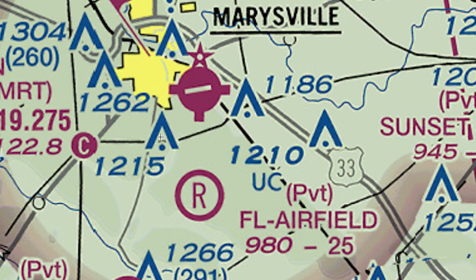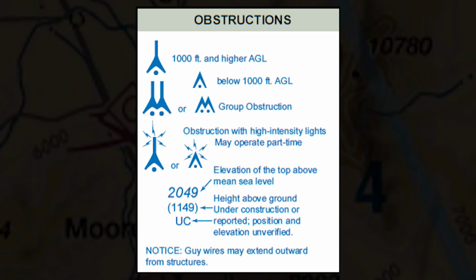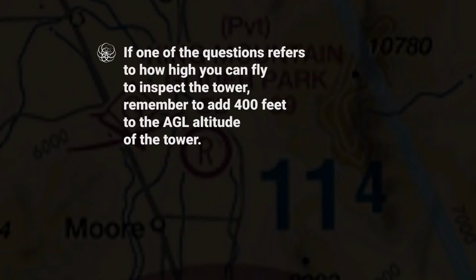Also, the letters UC mean that the tower is under construction. There'll be questions on the test that refer to towers and towers under construction, so make sure that you see the altitudes of the towers and respond accordingly. If one of the questions refers to how high you can fly to inspect the tower, remember to add 400 feet to the AGL altitude of the tower. When it comes to symbols, if you can't remember what they mean, just check the legend. You'll have it in front of you.